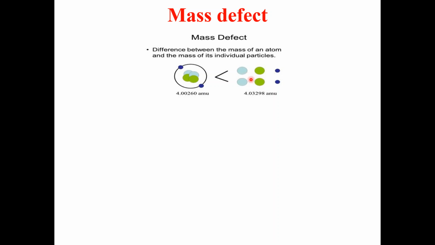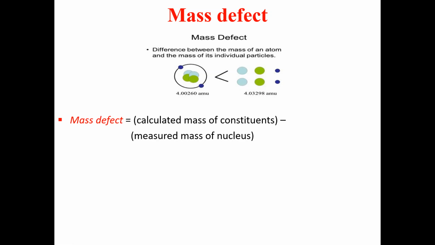If we sum the masses of the individual particles, it will be greater than the mass of the helium atom, that is with two protons, two neutrons and two electrons, because here we have two electrons, which means that we have a helium nucleus. So what is mass defect and how can we calculate it? Just like we mentioned in the definition, mass defect is equal to the calculated mass of the constituents minus the measured mass of the nucleus.